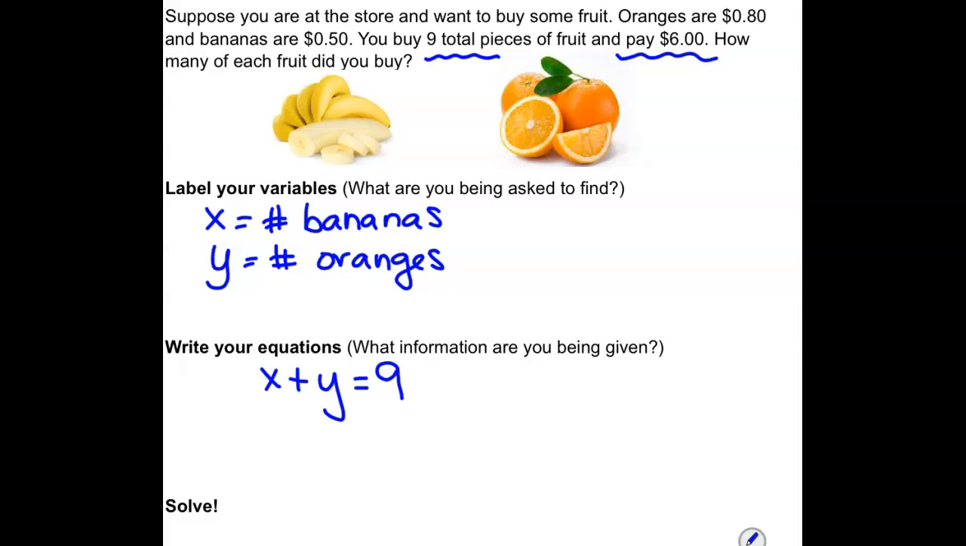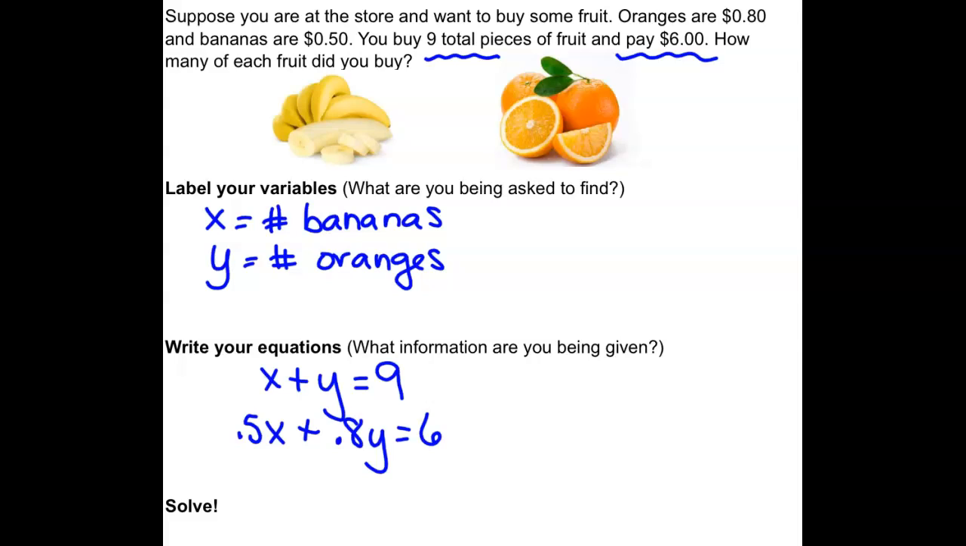The second equation deals with the cost. It says that oranges are 80 cents and bananas are 50 cents, and we pay a total of $6. So for every banana that we buy, we're going to pay 50 cents. For every orange that we buy, we're going to pay 80 cents, and our total bill is $6. Now, we can solve this using substitution or doing an elimination method. Either one would work. Let's go ahead and try a substitution method.